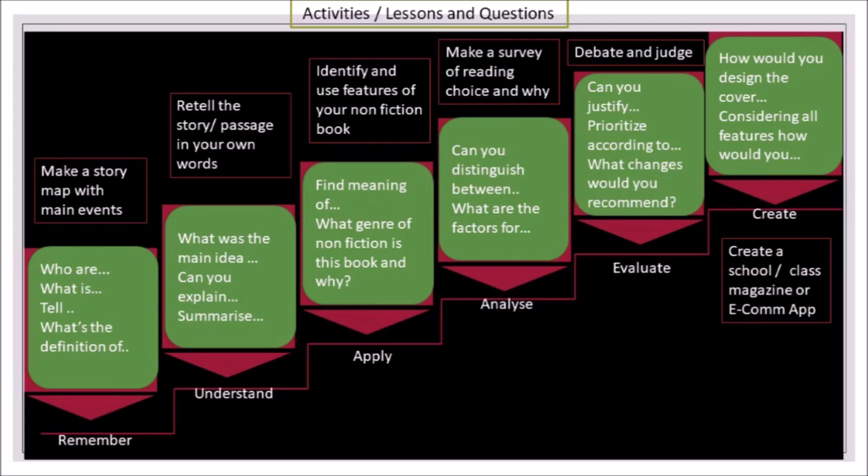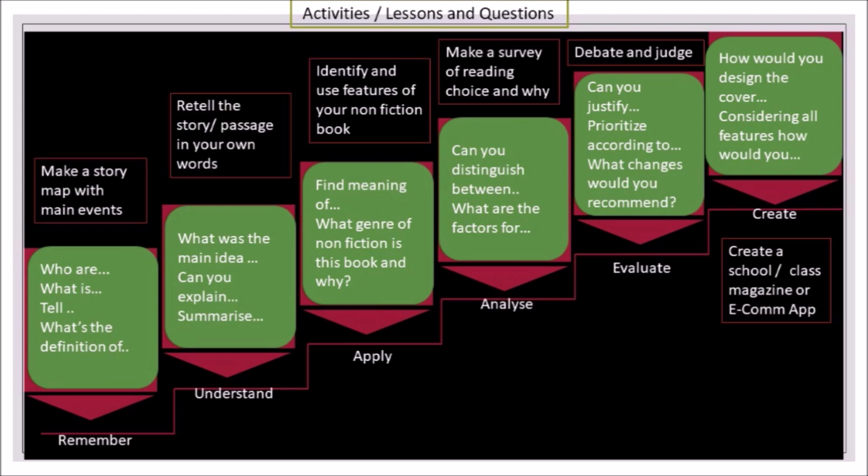Now let's look at applying Bloom's taxonomy in the library. After read aloud and lesson on story map and sequence, we may ask who were the characters, what was the setting, and so on. So here the student identifies and remembers the basic information. Next, for better understanding, we may ask, what was the main idea of the story? Can you explain how the problem was solved? Can you summarize the story? So the students retell in their own words.